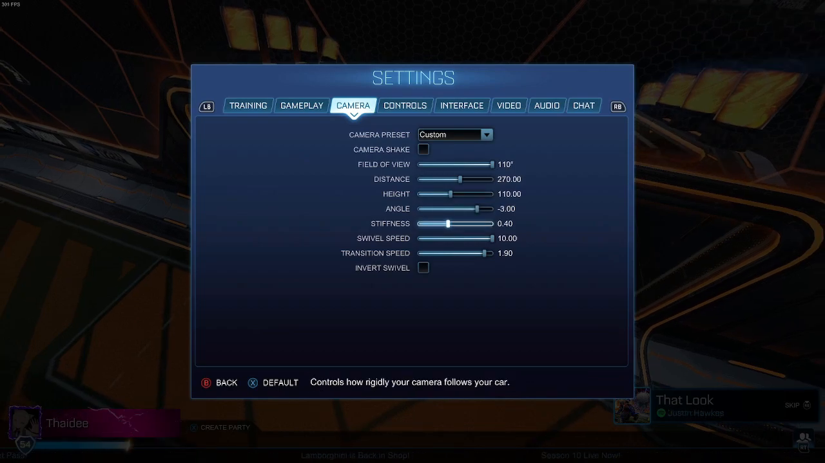Stiffness, pretty much everyone uses around either 0.35 up to around 0.45. This, kind of just under the halfway point, is pretty much where people are at right now. I don't really know, when I was at 0.4, 0.45, it doesn't really matter.